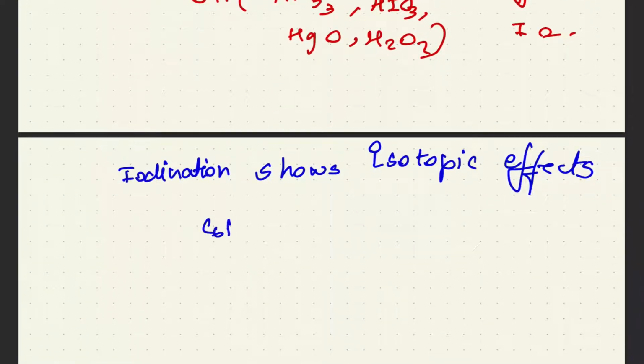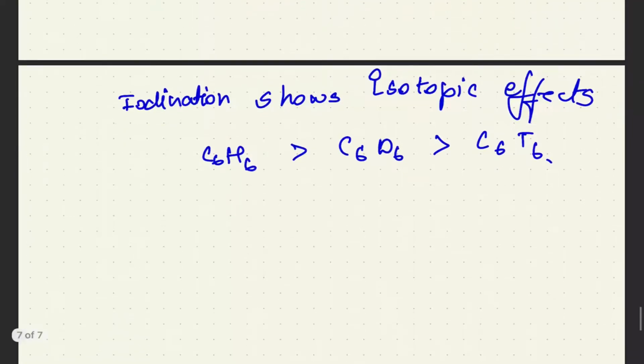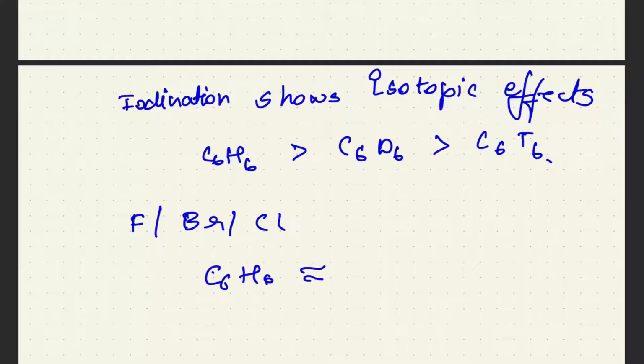We see that C6H6 is more reactive than C6D6 for iodination. For fluorination, bromination, and chlorination, we see that C6H6 is almost the same reactivity as C6D6. Why is this happening? Because iodination is going to be reversible.